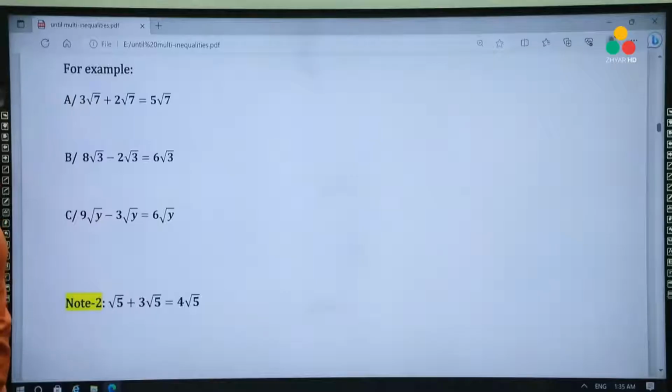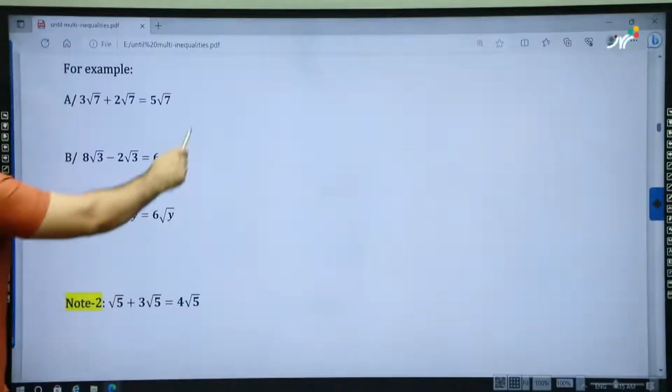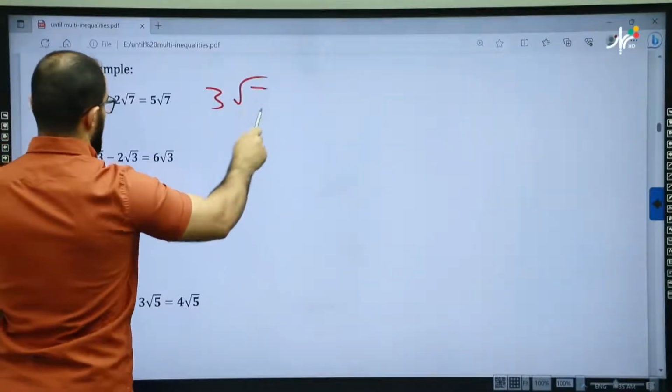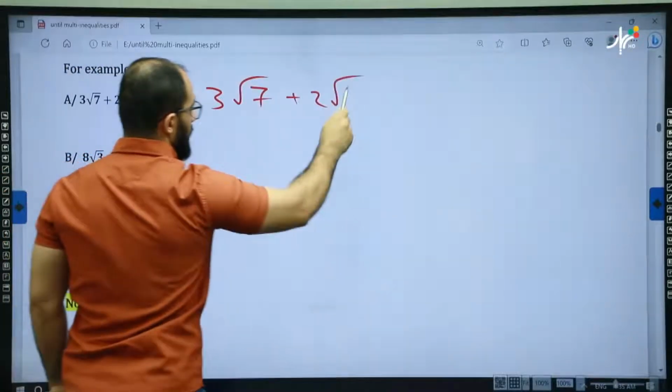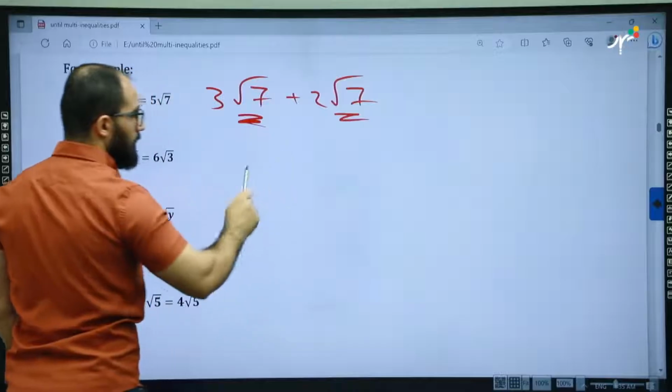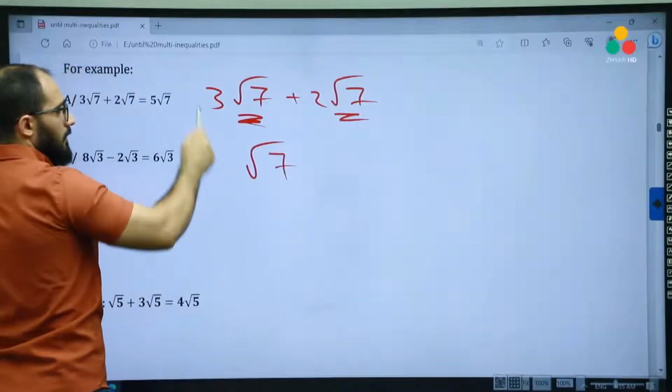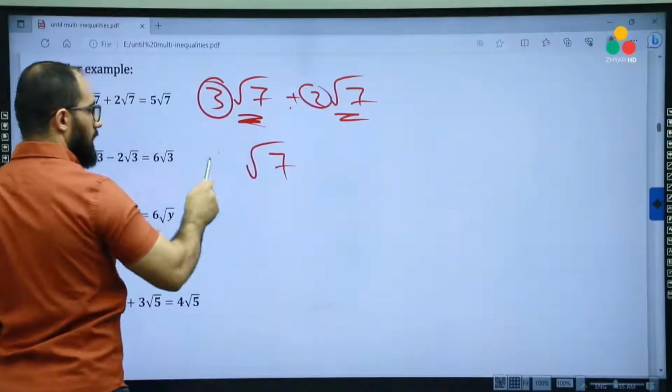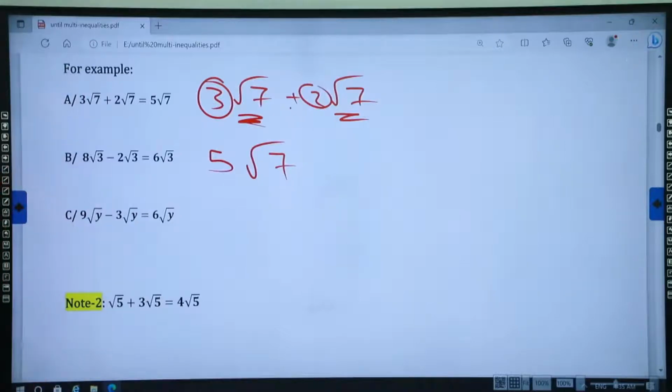It says 3 square root 7 plus 2 square root 7. It's quite clear because the radicands are the same, so write the square root of 7. 3 plus 2 is equal to 5. So the result is 5 square root of 7.